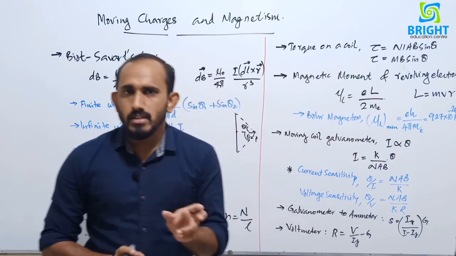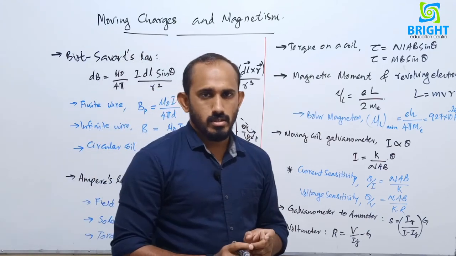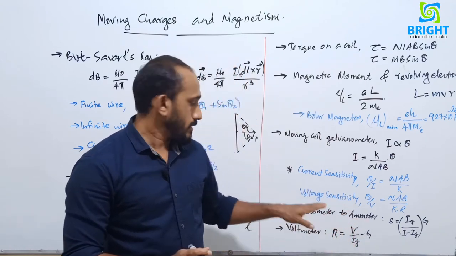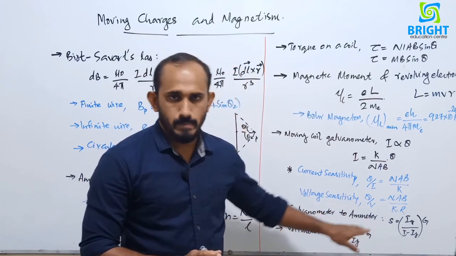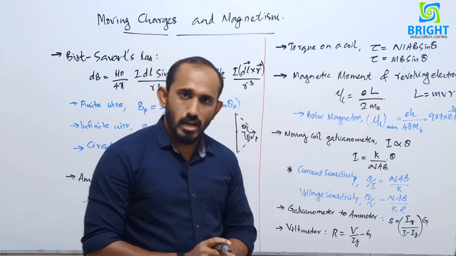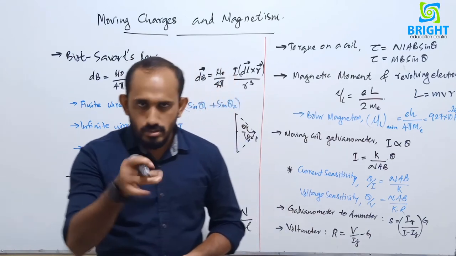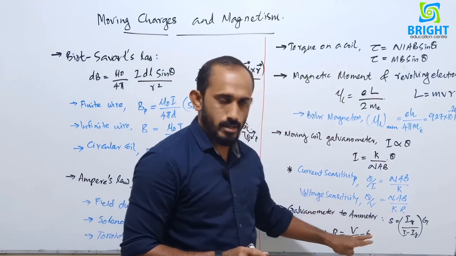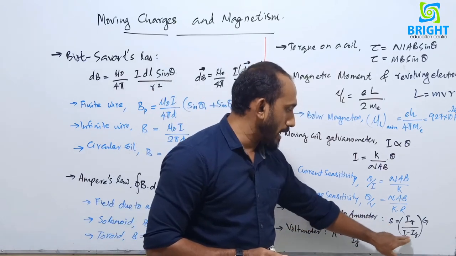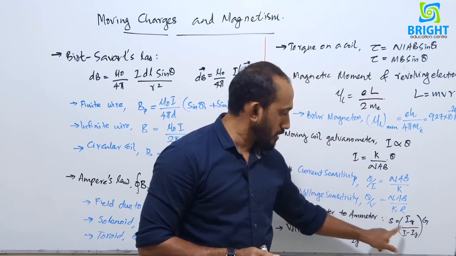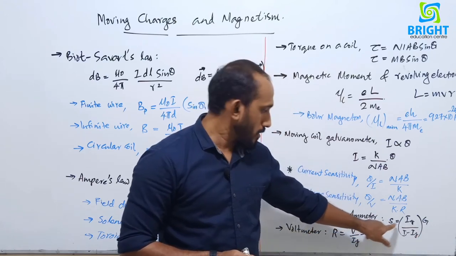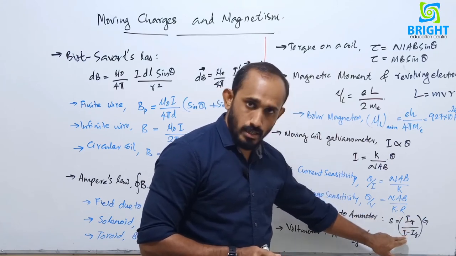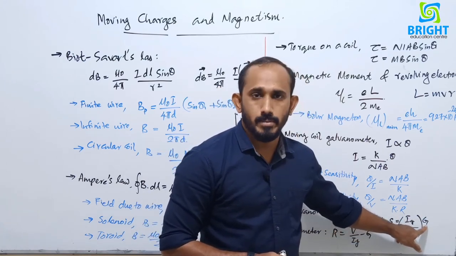If you connect a small resistance as a shunt resistance across a galvanometer in parallel, it may be converted to an ammeter. A galvanometer is a device which has very high resistance, so in order to reduce the resistance, we use a shunt resistance in parallel with the galvanometer. S is equal to Ig by (I minus Ig) into G. This equation gives you the value of shunt resistance, where Ig is the current through the galvanometer, I is the total current, and G is the resistance of the galvanometer.